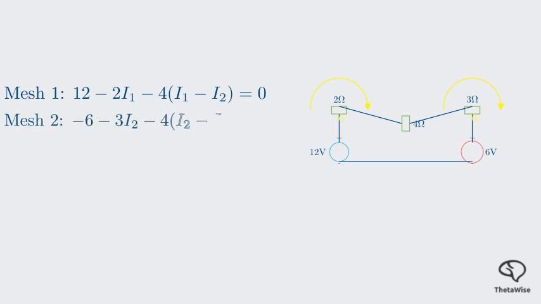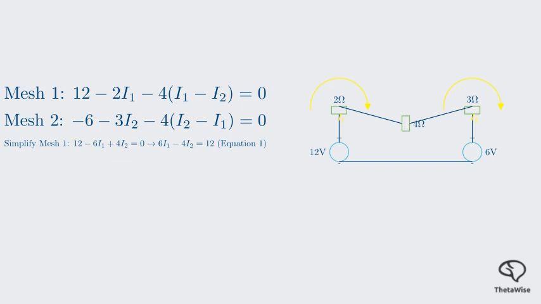Starting from the 6-volt source, we trace clockwise. This gives us minus 6 volts, minus 3 ohms times I2, and minus the net current through the 4-ohm resistor, which is now I2 minus I1 times 4 ohms equals 0. Simplifying mesh 2: minus 6 minus 3I2 minus 4I2 plus 4I1 equals 0. Combining terms, we get minus 6 plus 4I1 minus 7I2 equals 0.